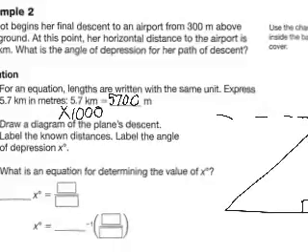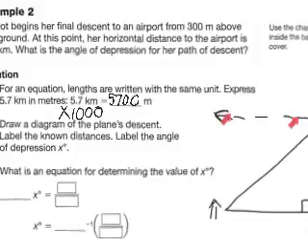Here is our horizontal, pretty bad looking line. And here's the plane. I know it's supposed to be a plane. And here's the airport way down here. And here we have to label the angle of depression as x.